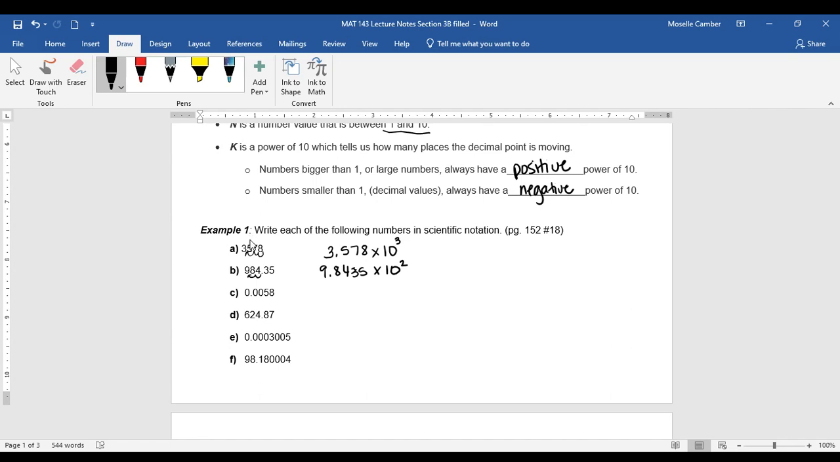Okay, looking for the first non-zero digit. Well, that's 0, 0, 0. Oh, the first one is 5. So that's going to be 5.8 times 10 to some power. I need the decimal to go from here to after the 5. So it goes 1, 2, 3. But this time it's a small number, so it's going to be a negative 3.